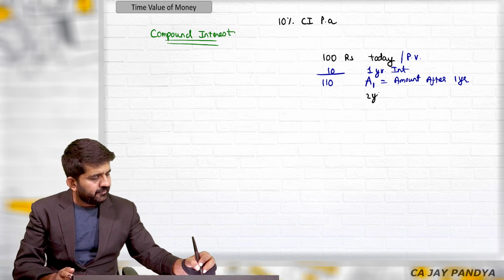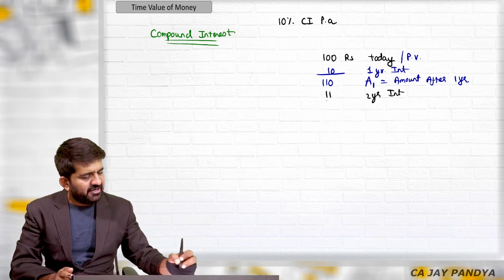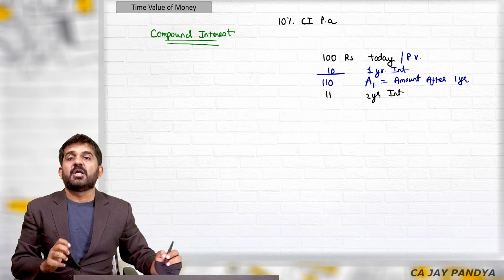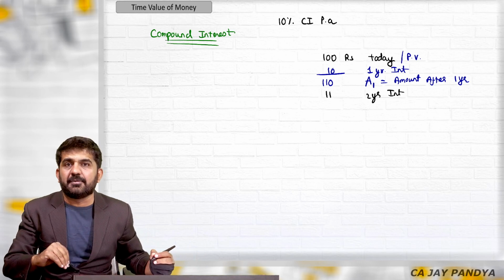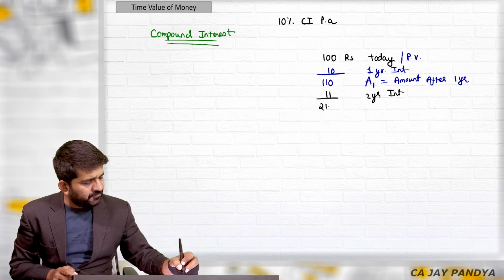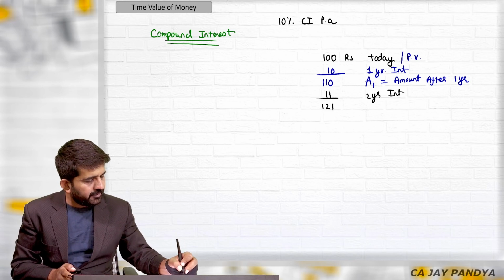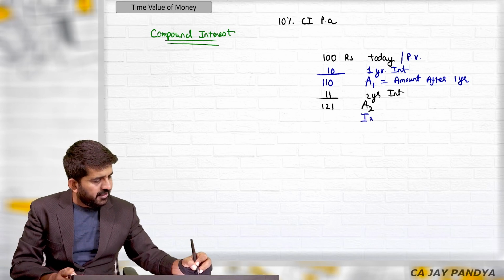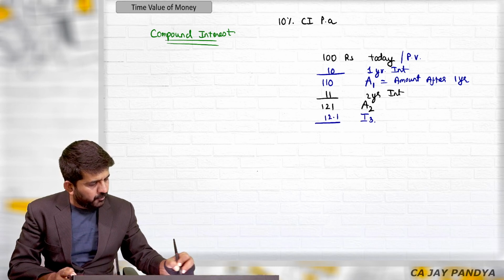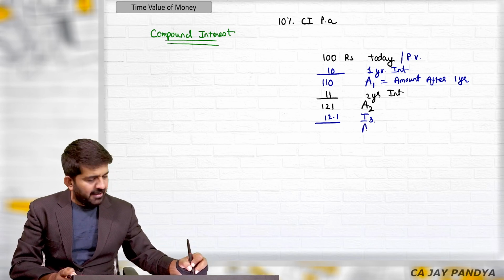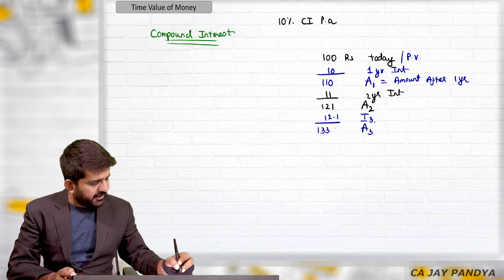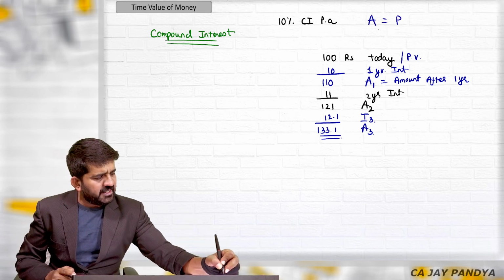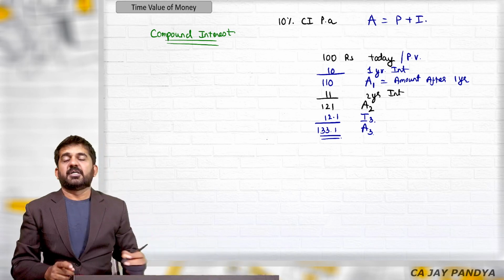Second year interest would be 11 rupees, because now you will be getting interest on interest. Why? Because this 10 rupees will not be withdrawn and will be reinvested by you. So after 2 years, amount after 2 years will be 121. Interest of third year will be 12.1. And amount after 3 years will be 133. Just for the sake of basic knowledge, amount is equal to principal plus interest.